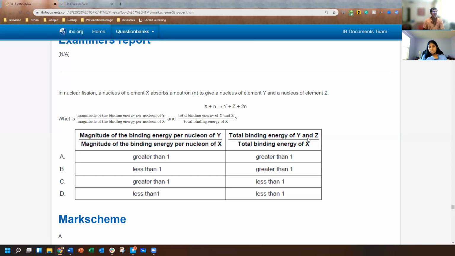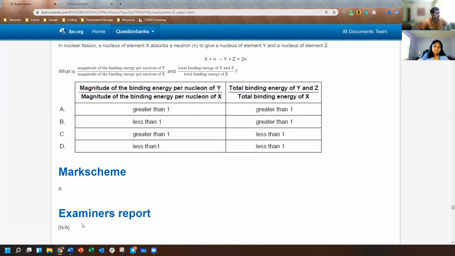Oh, wait, but X needs to have less binding energy, right? Yeah, that's why I was confused. Wait, isn't there an explanation or something? There's sometimes, there's not always. No, the examiner's report said nothing here.